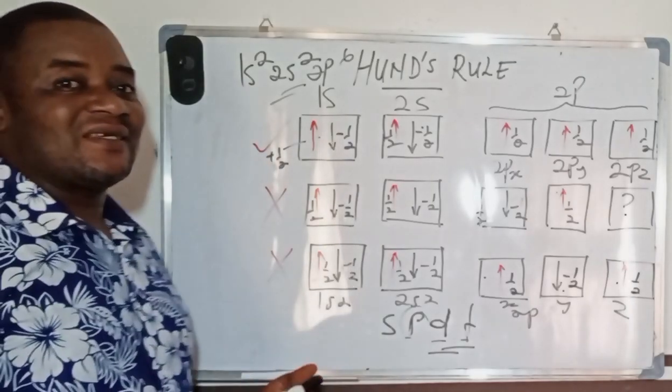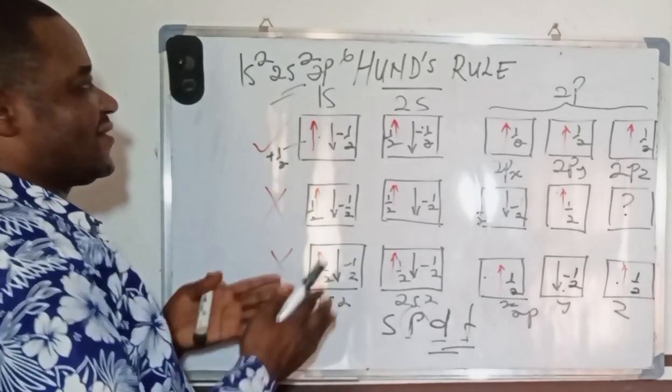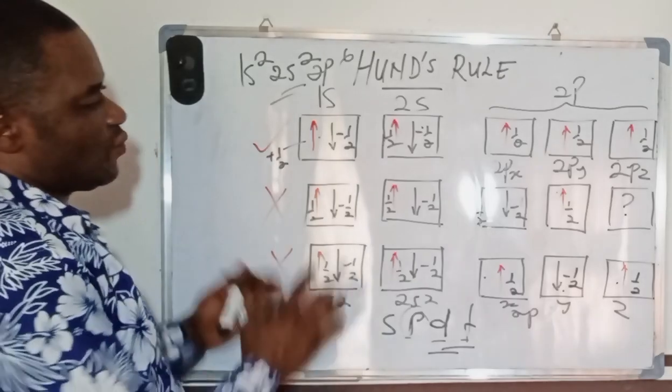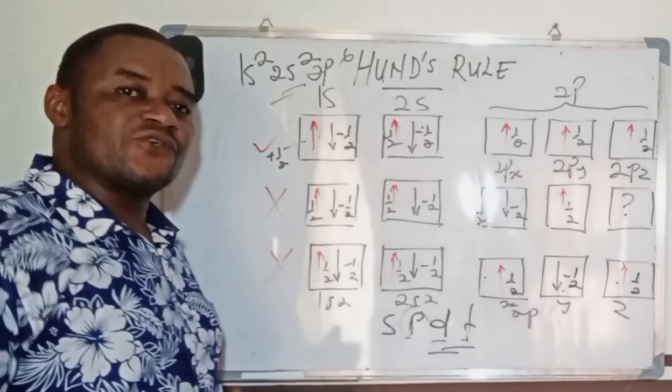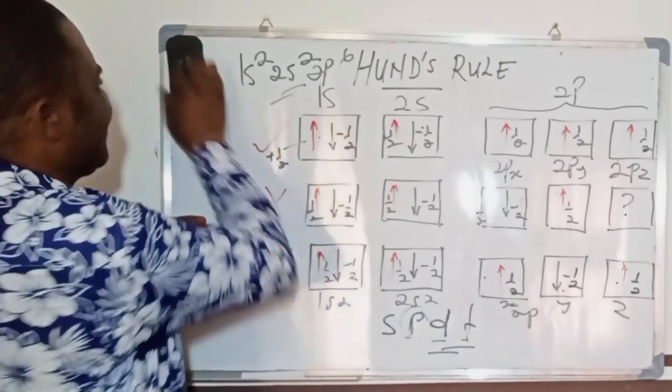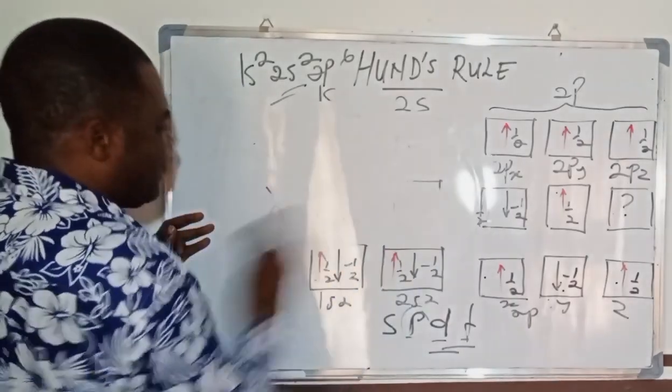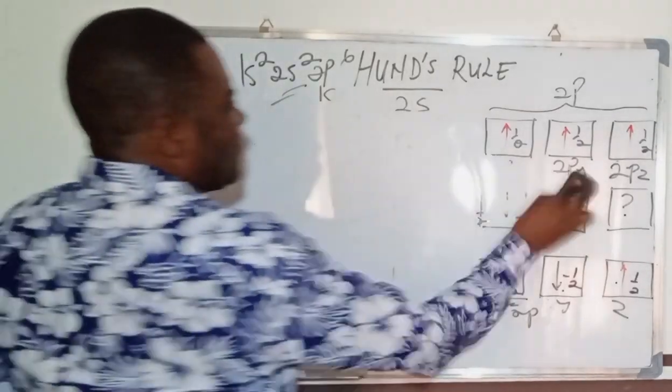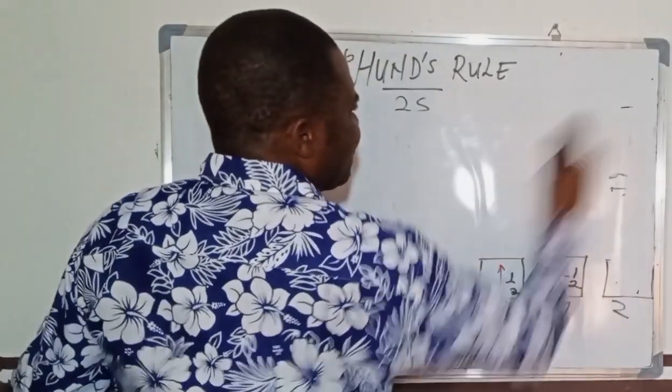Did you see the beauty of the Hund's rule? Now, believing that we have understood this, let us introduce an example and see how that can go. Let us take an example, looking at carbon, for instance.